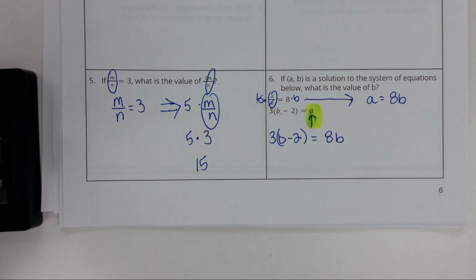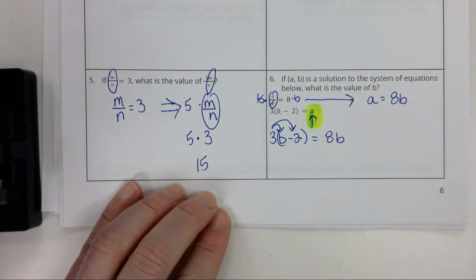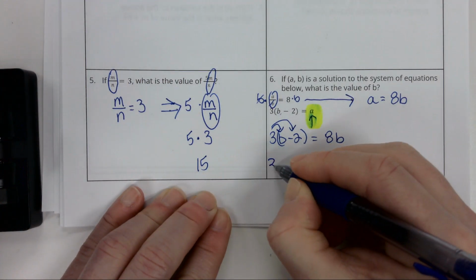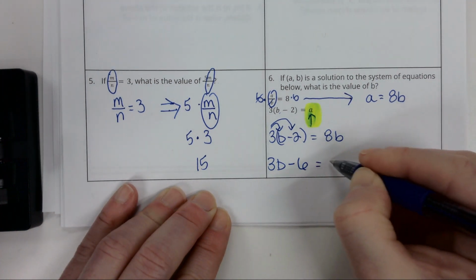Do you guys want me to go through the solving steps again? Are you still rusty on that? Like how I would solve this? Okay. I would first distribute. So I get 3b minus 6 equals 8b.